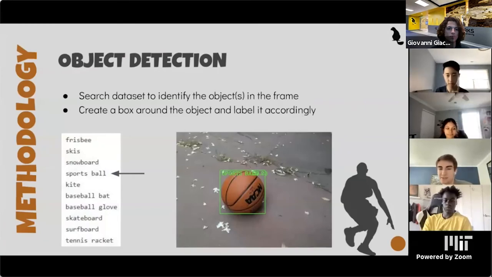So as you'll see with these next few slides, we took a wide variety of approaches in detecting basketballs in order to find the best one and perfect it. One method we attempted is object detection using a machine learning model trained on the COCO dataset, which is a massive collection of everyday objects.